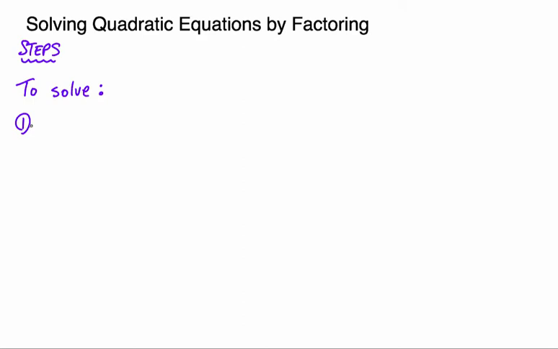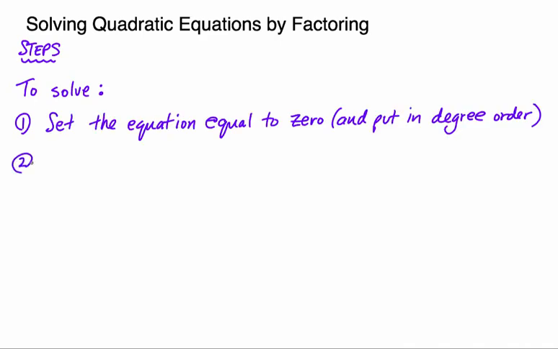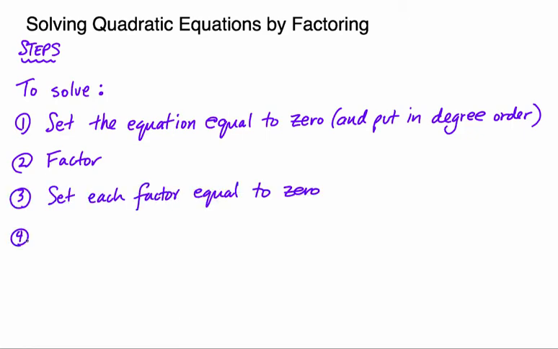So the first step is to set our equation equal to 0 and put the equation into degree order. Once I have it equal to 0, then I'm going to go to step 2, which is to factor the equation. And we have lots of factorization techniques, so we'll explore a couple of those with some of the examples. And then, once we have factored, we set each factor equal to 0. We solve each of those new little mini equations. And finally, we check our solutions to make sure that they actually work.